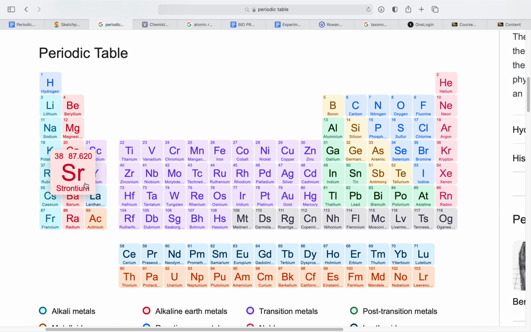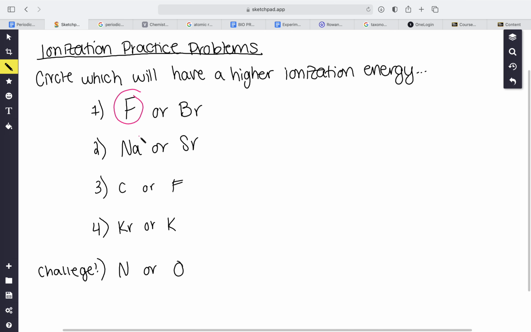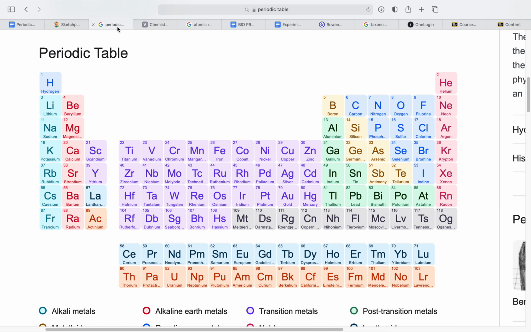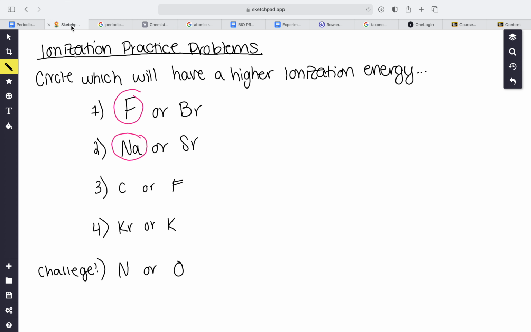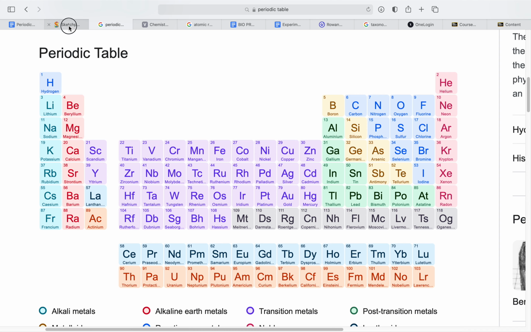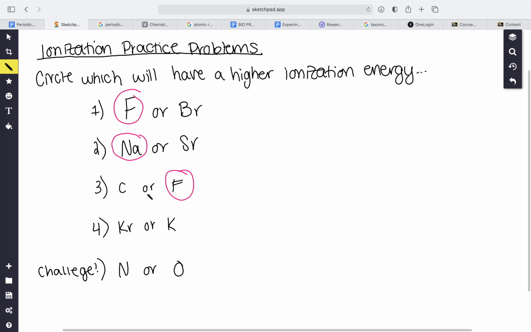Now we have sodium and strontium. Same thing, strontium is higher in energy level, so it's going to be larger, meaning that sodium is going to have a higher ionization energy. All right, carbon and fluorine, we just did that. Oh, did we do carbon and oxygen? Well, we're doing carbon and fluorine. Fluorine's smaller, so that means that it's going to have a higher ionization energy, so that will be our answer.